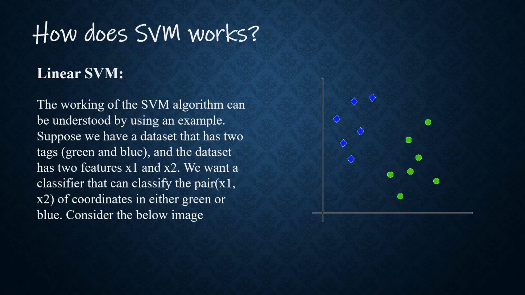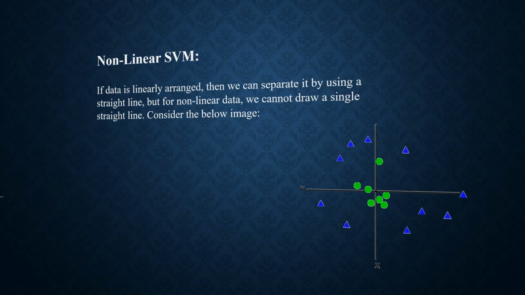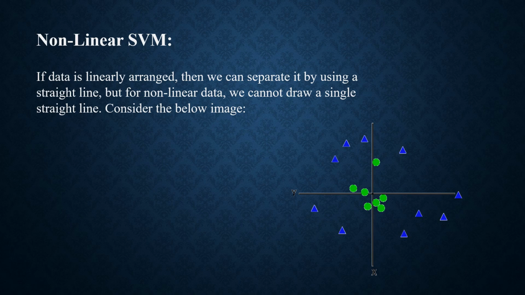Next, we are going to see about non-linear SVM. If data is linearly arranged, then we can separate it by using a straight line. But for non-linear data, we can't draw a single straight line. Consider the following diagram. To separate these data points, we need to add one more dimension. For linear data, we have used two dimensions, x and y. So for non-linear data, we have to use a third dimension, z. It can be calculated as z = x² + y².